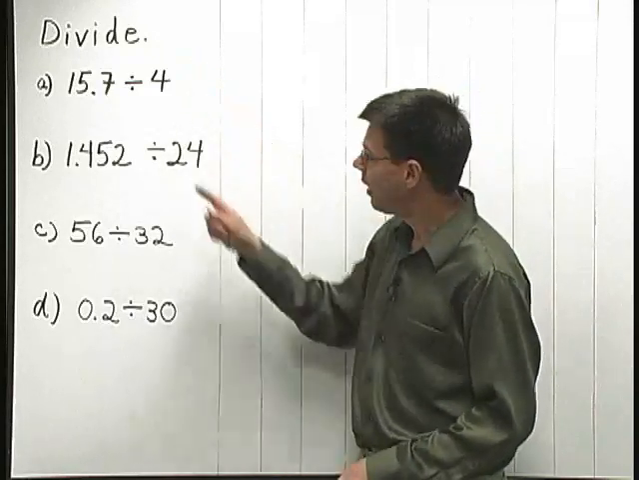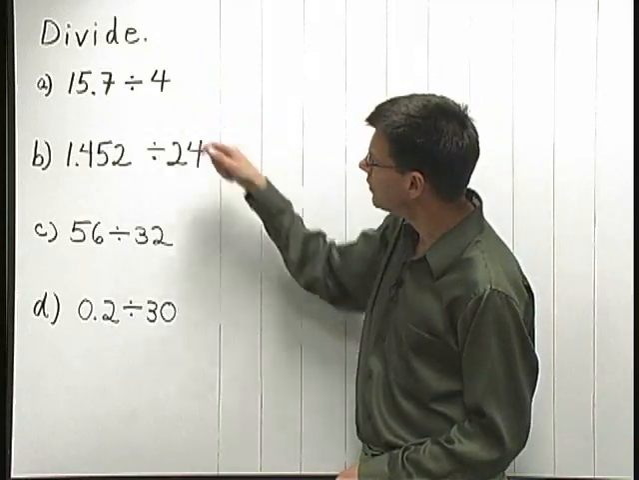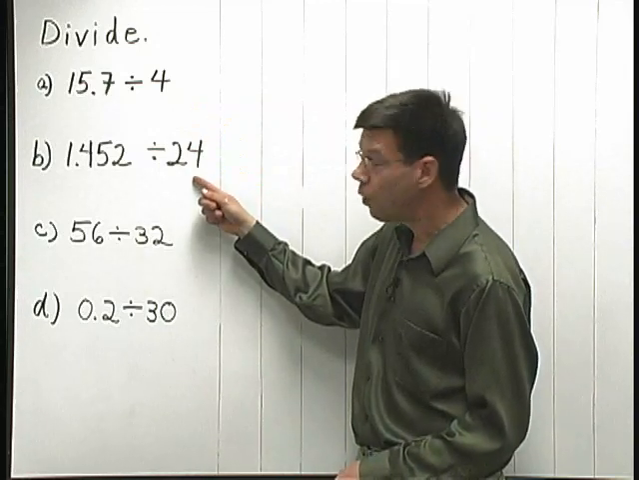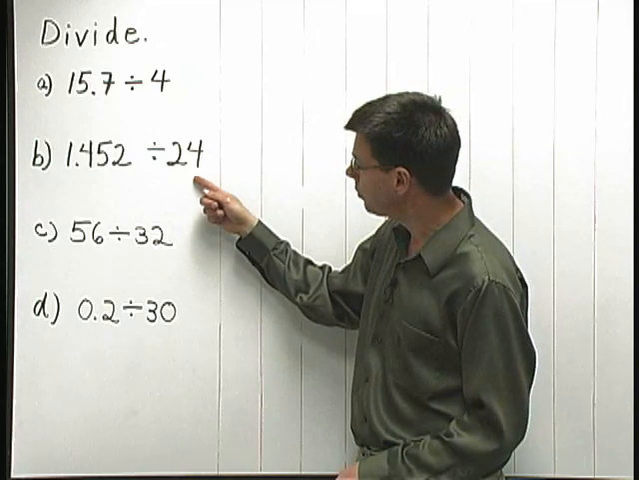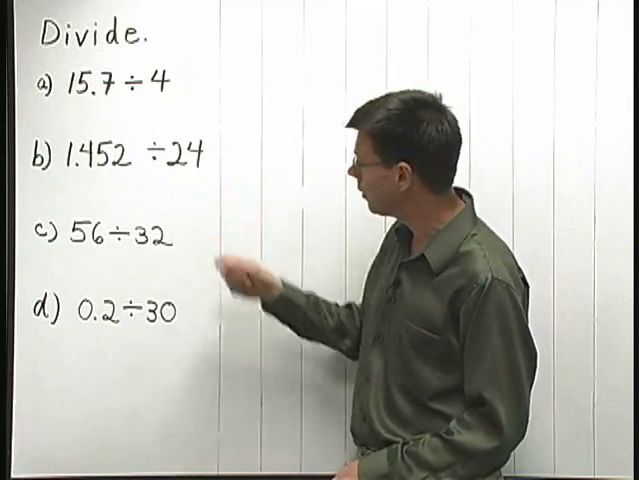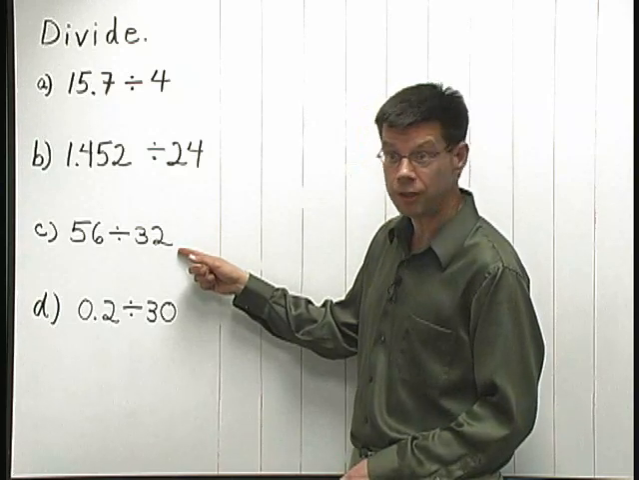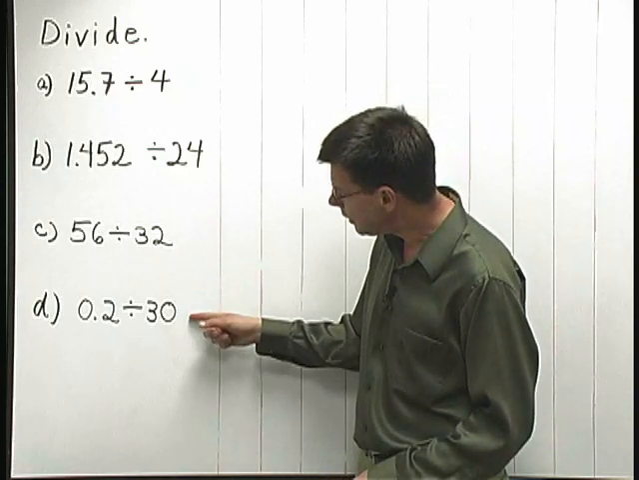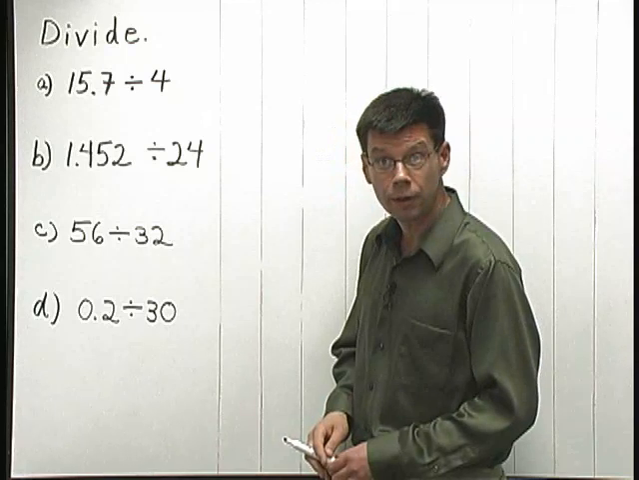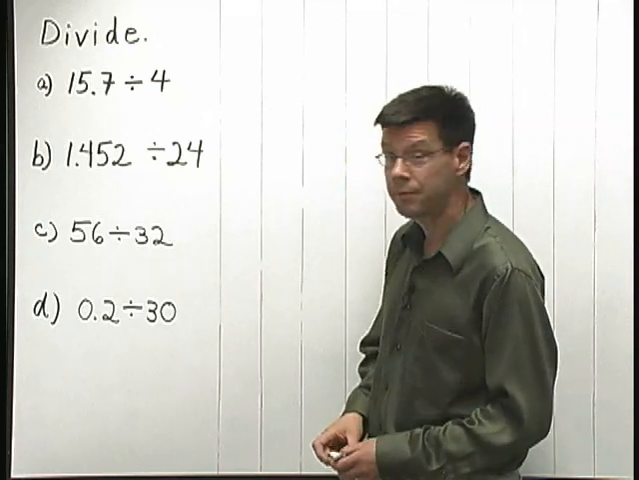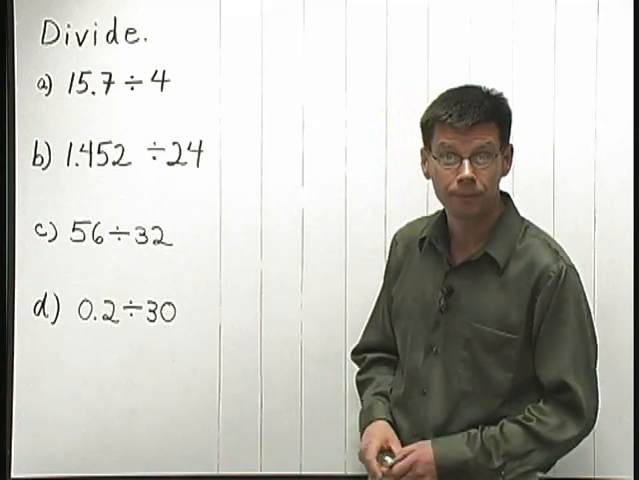Divide: A, 15.7 divided by 4; B, 1.452 divided by 24; C, 56 divided by 32; and D, 0.2 divided by 30. We're going to do 4 decimal long division problems here.